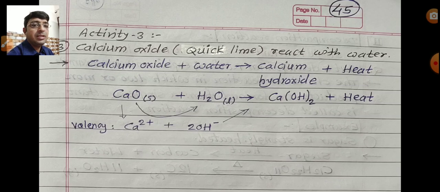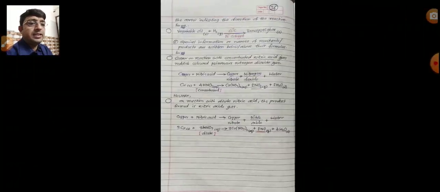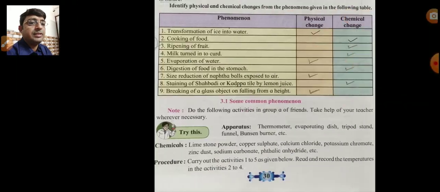Again two reactants. So what happened here? The oxygen immediately combines with water to form 2 hydroxide ions. One hydroxide ion shows valency 1 and calcium valency 2. So what is required there? Do the cross multiplication of these valencies. So Ca and OH taken twice, calcium hydroxide is formed, plus heat is released. So these are the three activities related to the combination reaction given here.